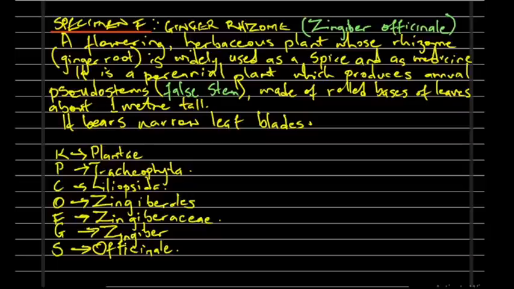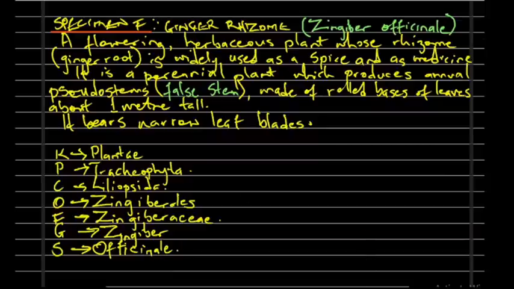Now if you look at the taxonomy of this particular crop, we have it listed here. The kingdom is Plantae. The phylum is the Tracheophyta. The class is Liliopsida, and the order is Zingiberales. The family is Zingiberaceae, the genus is Zingiber, and the species is officinale. So that is the classification of this particular crop.